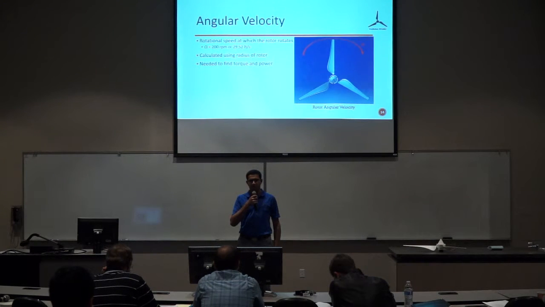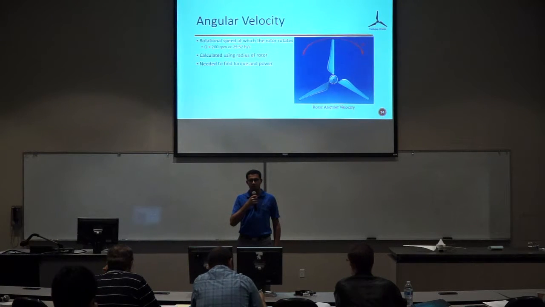So angular velocity is the rotational speed at which the rotor rotates. In the picture, the rotor is rotating to the right and is indicated by the variable for angular velocity, omega. Our calculated angular velocity is about 200 RPM or 29.52 feet per second. We calculated this number by using the radius of the rotor, tip speed ratio, the speed of the water, and conversion factors. This is important because we need to use the angular velocity to find torque and power.